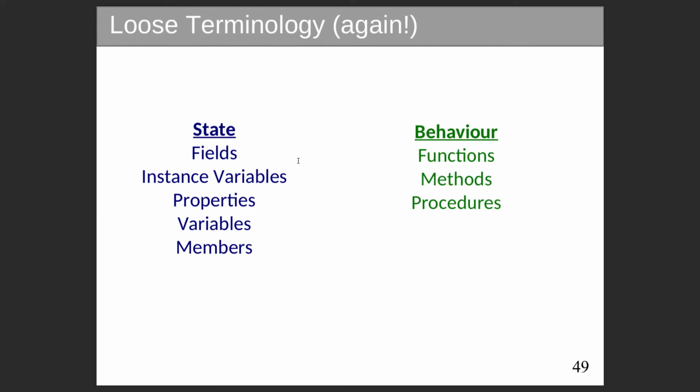So when I talk about state, I might be referring to things like fields, instance variables, properties, variables, members. If you hear me say these words, then you can think to yourself, state. And if I talk about functions or methods or procedures, I'm talking about behavior. The purpose of this slide is just to give you a bit of a glossary about what these different terms might mean. Generally, just think about your objects being made up of state and behavior.